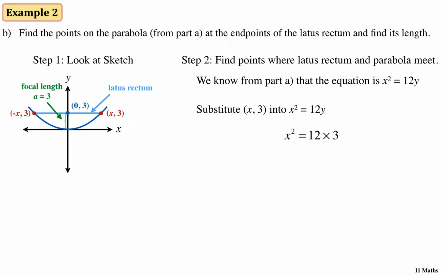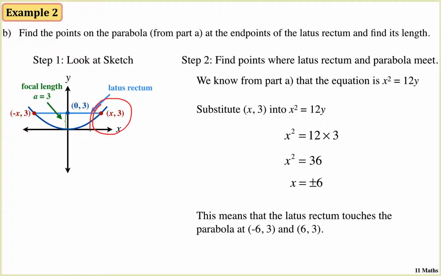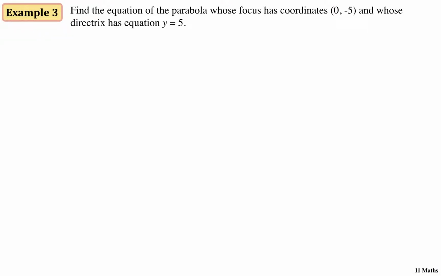It becomes x squared equals 12 times 3, because y is 3, so x squared equals 36. If we take the square root of both sides, x will equal plus or minus 6. That means the latus rectum has points at (6, 3) and (minus 6, 3). If this is out 6 units and this one is out minus 6 units, they're both 6 units, and 6 plus 6 is 12. That means the distance we're going to travel is 12 units.